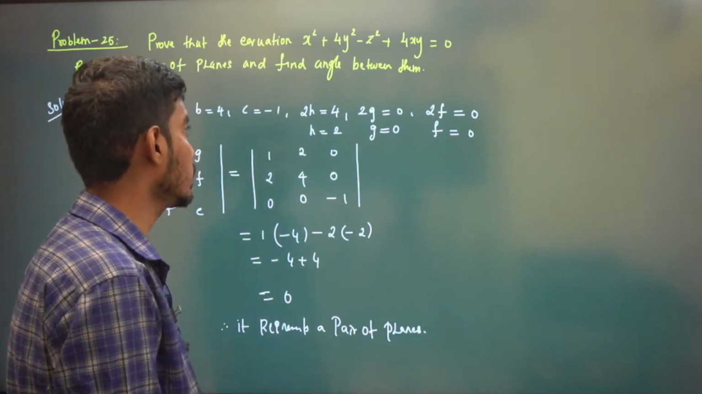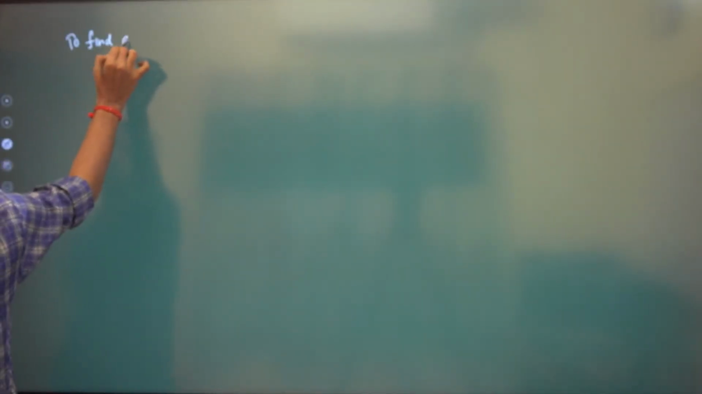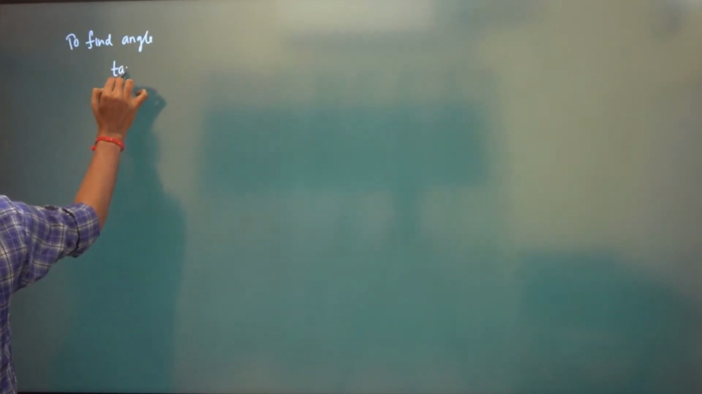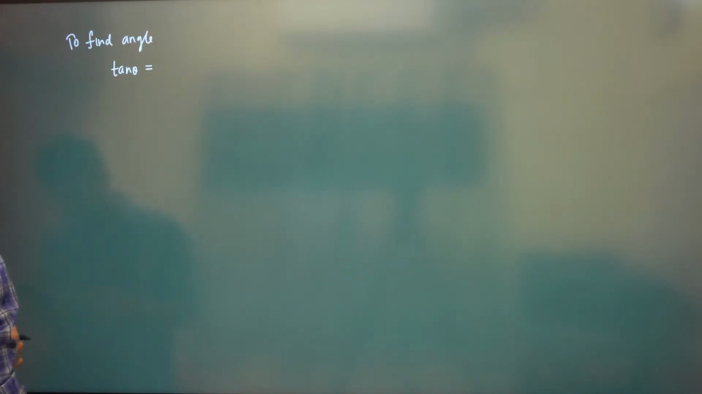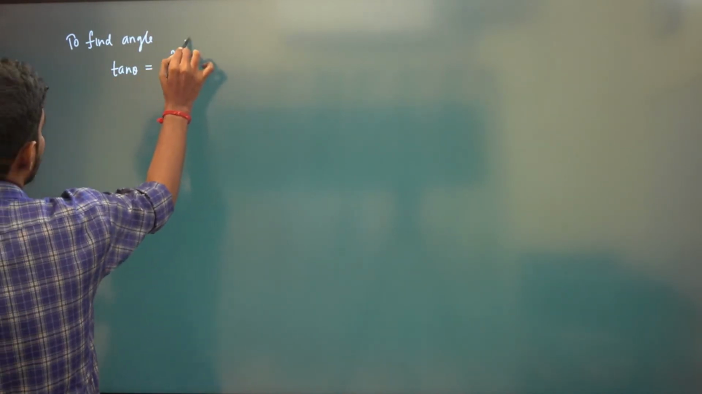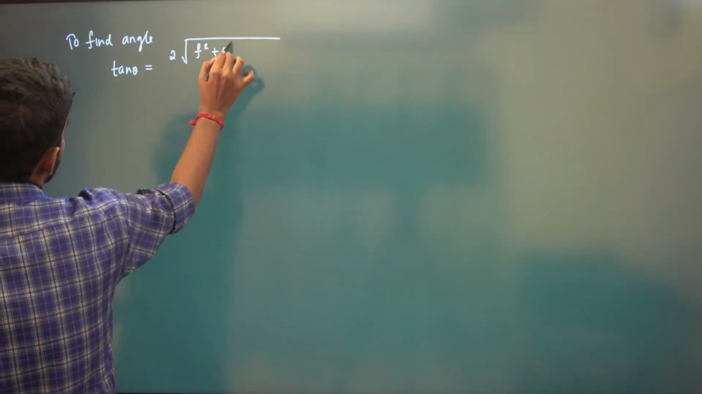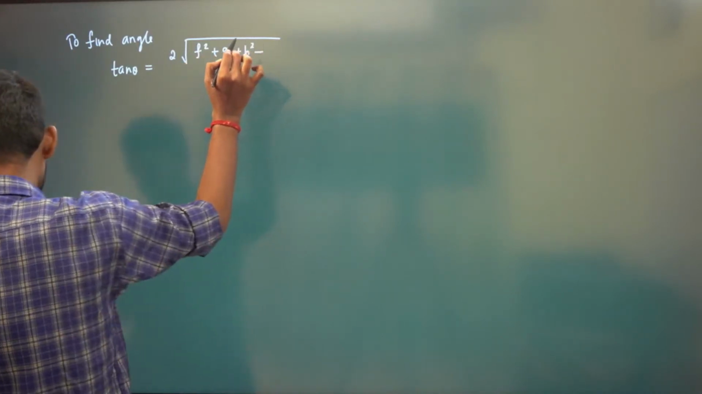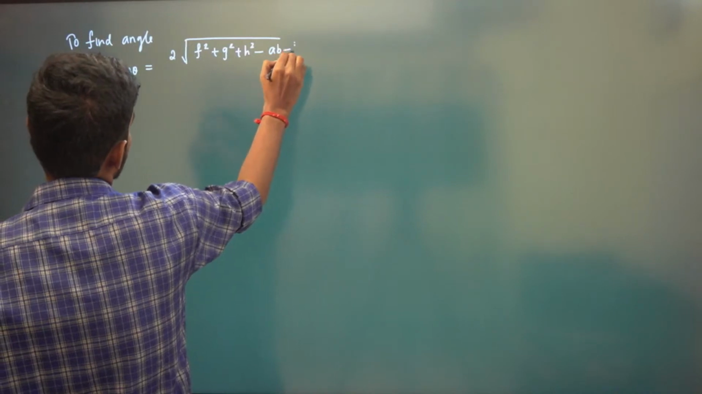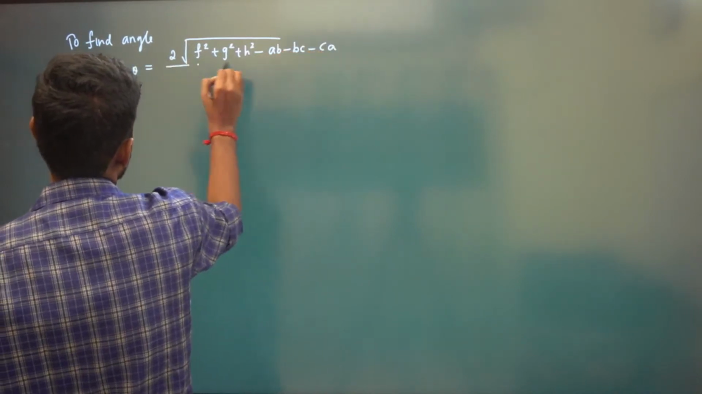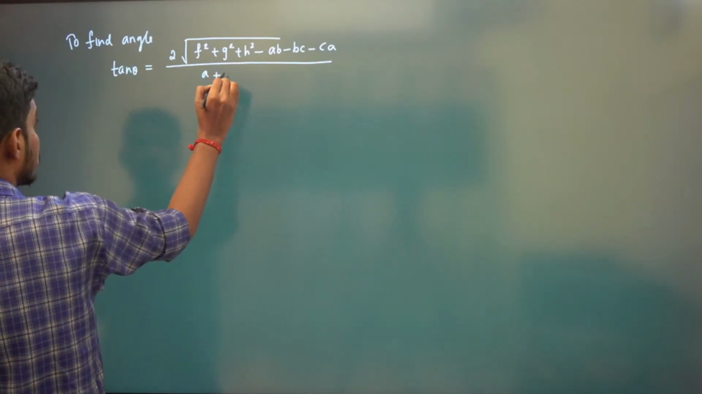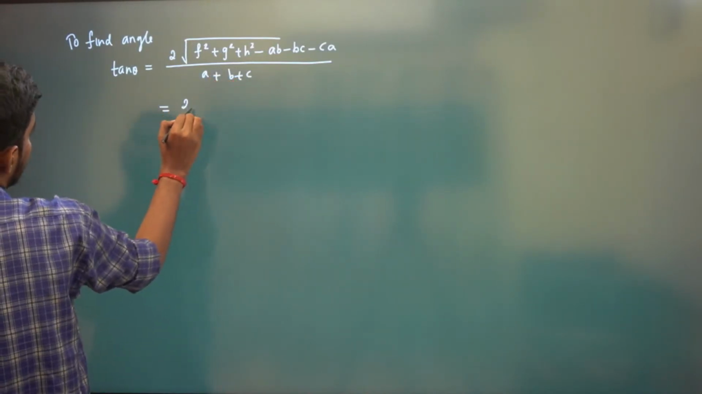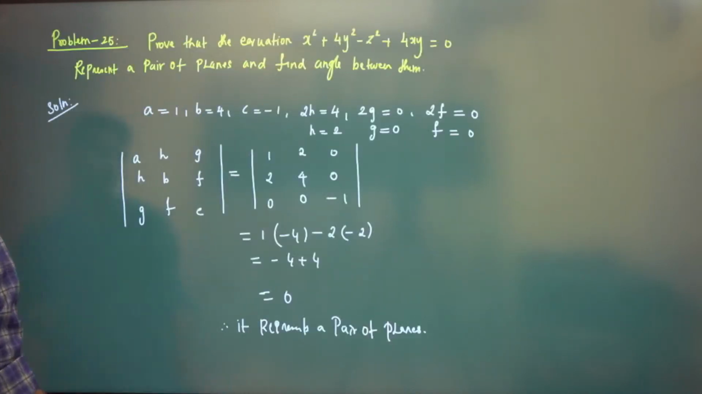Now we need to find an angle between them. So first find tan theta. What is the formula for tan theta? We already found, right? We already written down. So 2 times root of f square plus g square plus h square minus ab minus bc minus ca divided by a plus b plus c. This is 2 times root of f square g square h square.